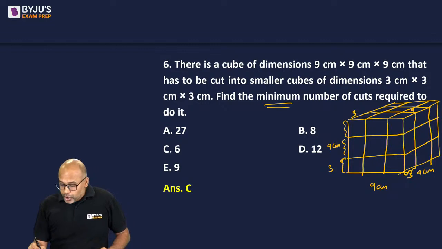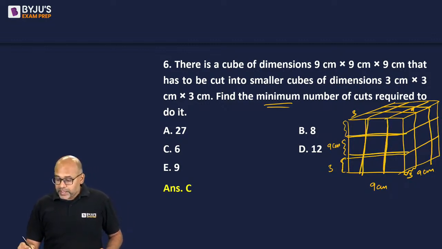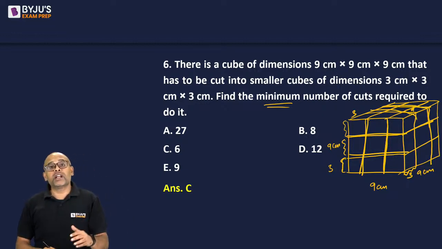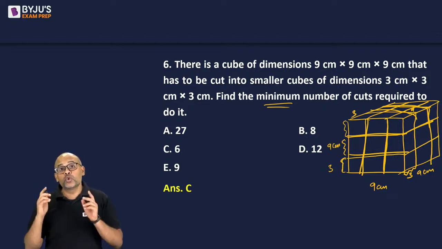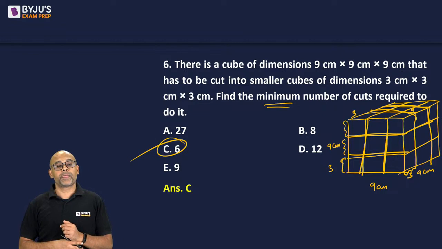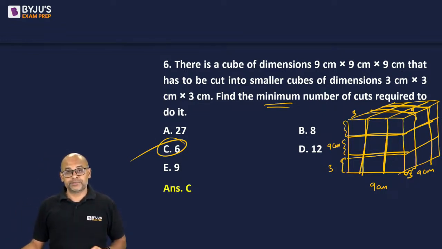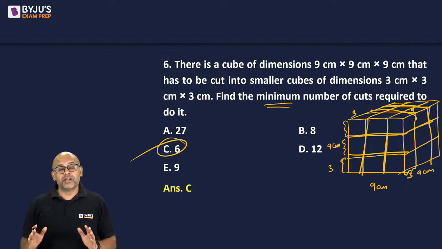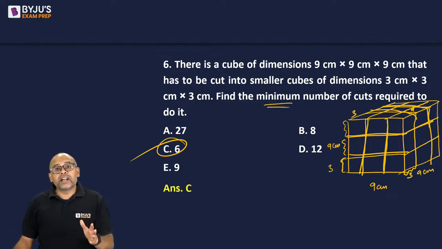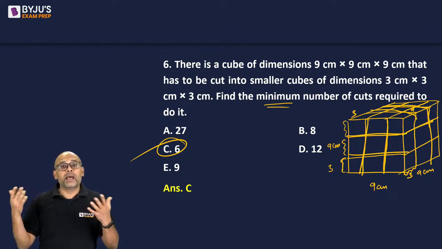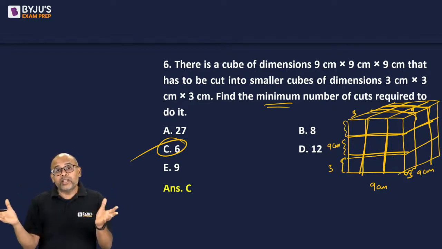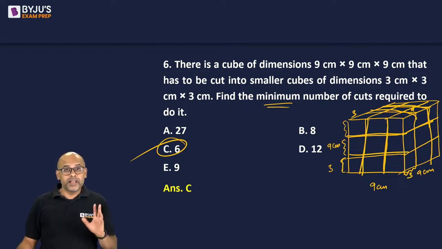But how many cuts did I do? 2 cuts horizontally, 2 cuts vertically, and 2 cuts in the z-axis. So x-axis 2 cuts, y-axis 2 cuts, and z-axis 2 cuts. Totally I need only 6 cuts. Hence the answer is 6. Is this clear? So when you want the maximum number of pieces with the minimum number of cuts, the logic is divide the cuts equally along the 3 dimensions: x dimension, y dimension and z dimension. If you divide them equally, you will get the maximum number of pieces. Clear? Is the logic clear?